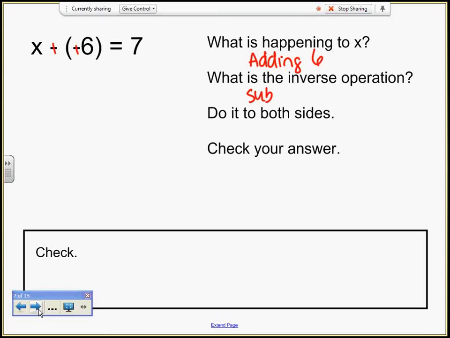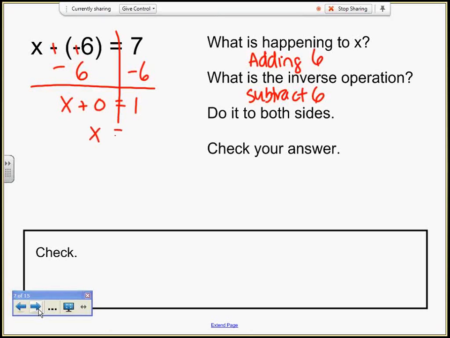I'm going to subtract 6 from it. So let's subtract 6 from this side, which means I've got to subtract 6 from this side. That gives me x plus 0 is equal to 1. X is equal to 1.